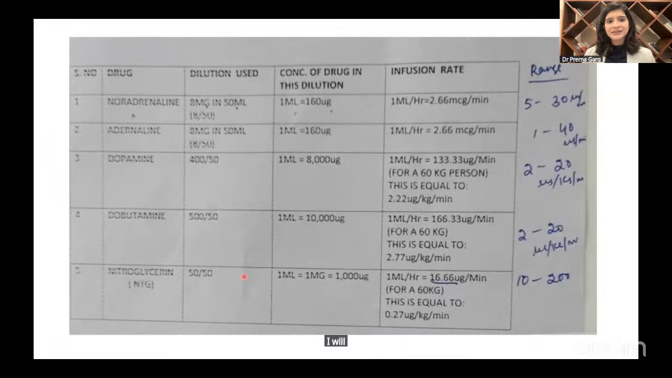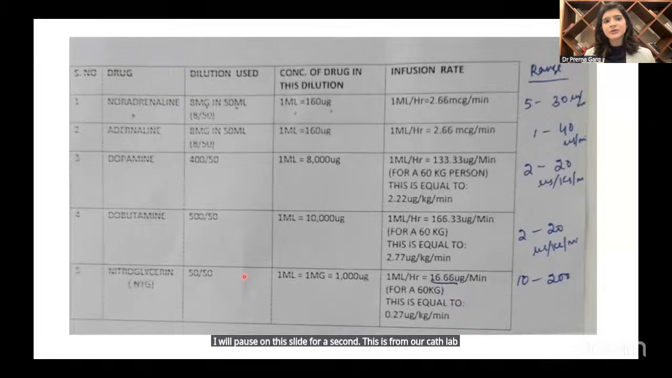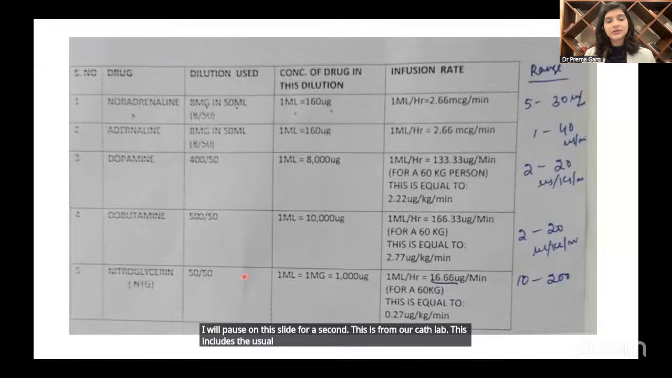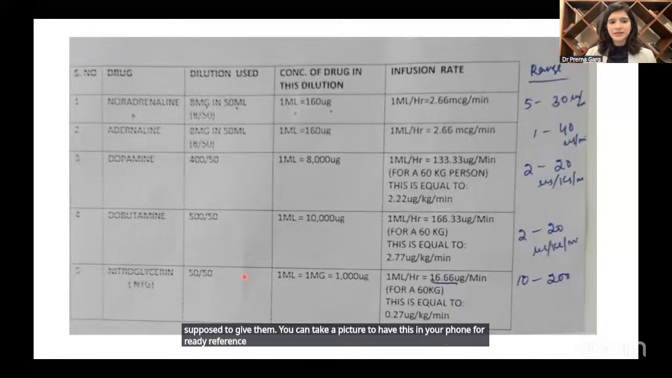I will pause on this slide for a second. This is from our cath lab. This includes the usual dilutions of commonly used inotropes and vasodilators, and the usual infusion rates and the rates at which you are supposed to give them. You can take a picture to have this in your phone for ready reference when you are making the drugs.